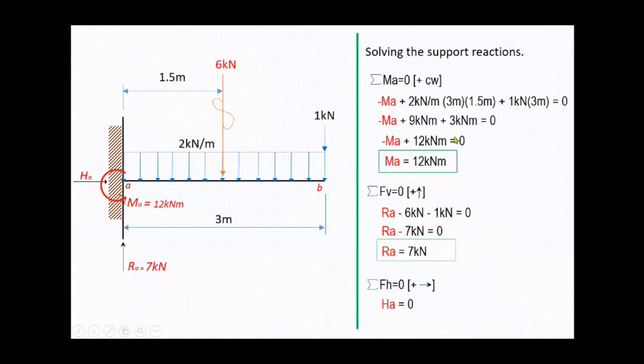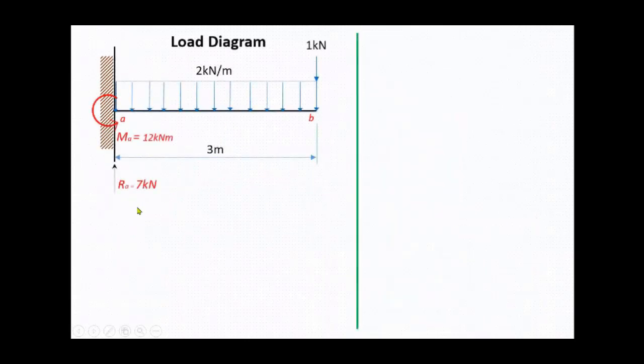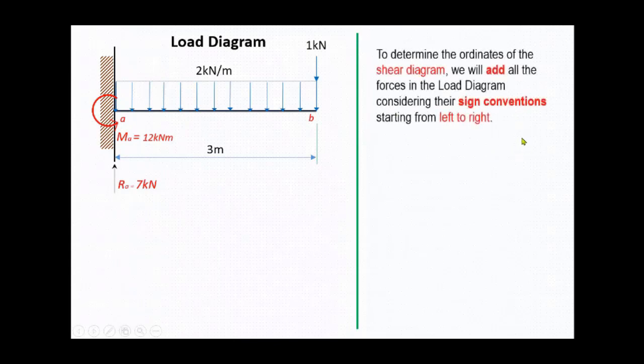And now, to draw the shear diagram, we will need the loading diagram. You have there the original figure, then we reflect R sub A equals 7 kilonewton, then moment at A equals 12 kilonewton meters. So to determine the ordinates of the shear diagram, we will add all the forces in the load diagram, considering their sign conventions, starting from left to right.